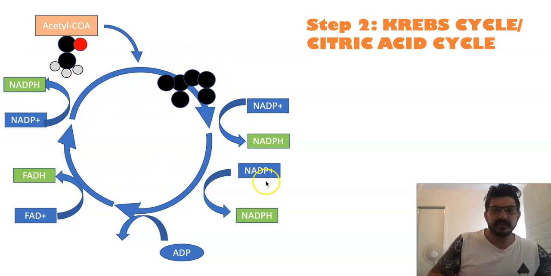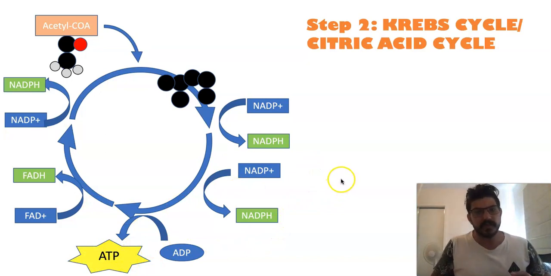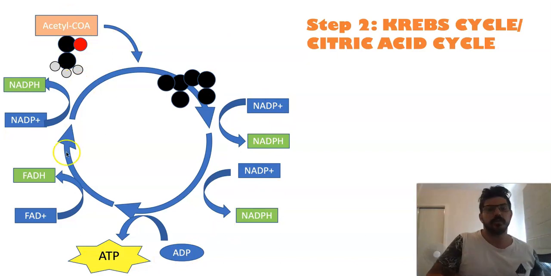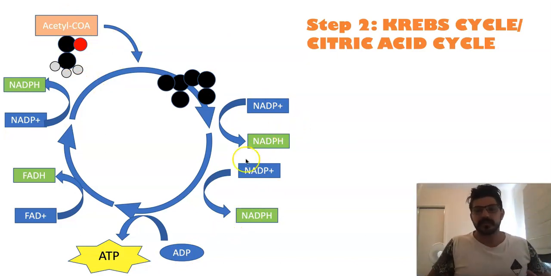So you end up with 6 NADPHs, 2 FADH2s, and 2 ATP molecules. Again, you've got 2 pyruvates, 2 acetyl-CoAs, and so this happens twice. Boom. We've got a really good net stock of all this stuff happening now.